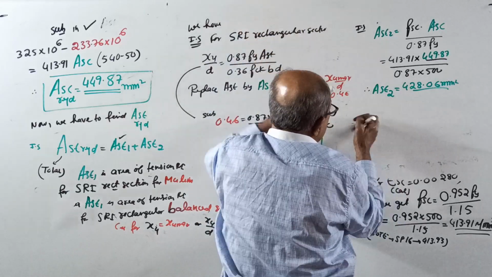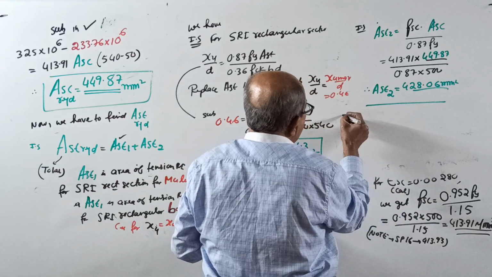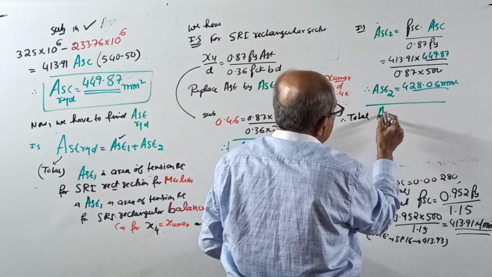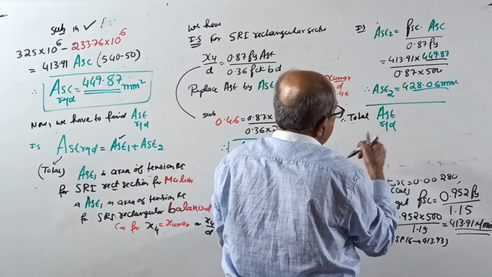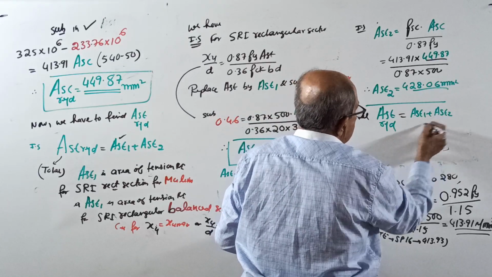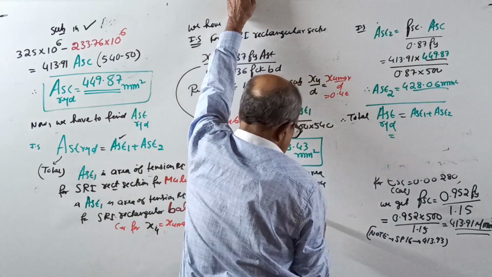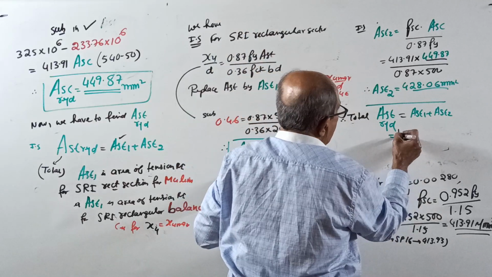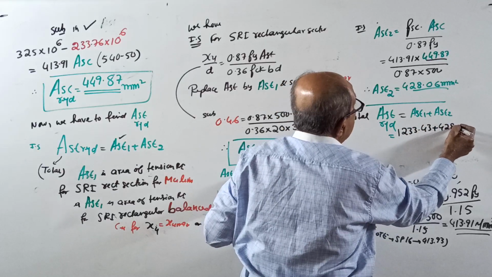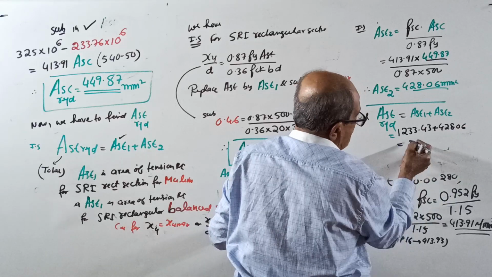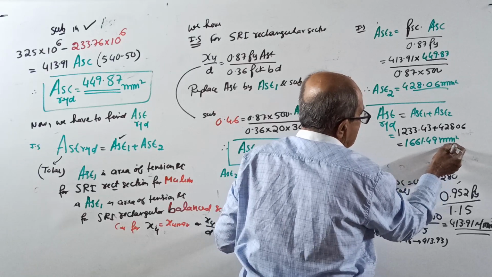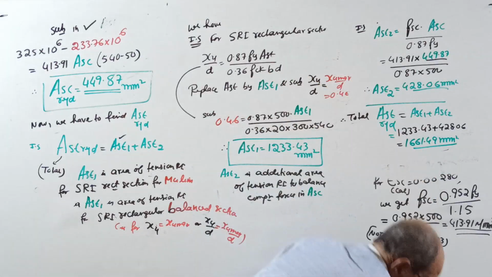Lastly, therefore, AST required. That is the total. As per IS code, total AST required equals, once again, AST1 plus AST2. AST1 we got 1233.43, plus 428.06, equal to 1661.49 mm square. Okay. Now all over.